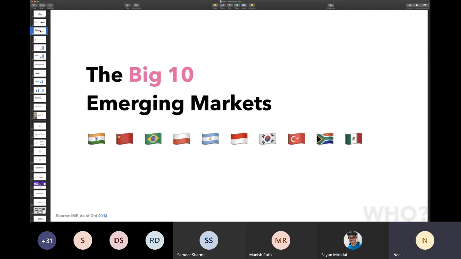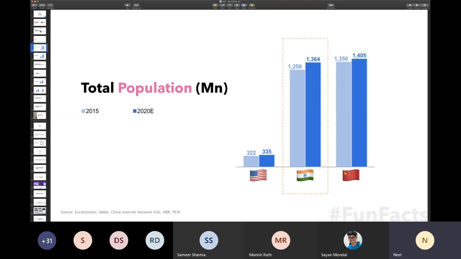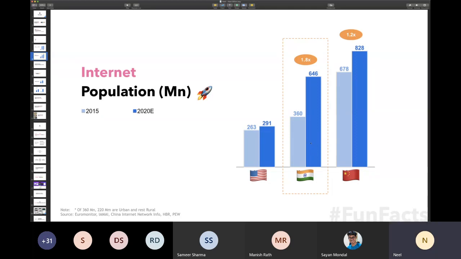Now, today we'll just be discussing India specifically because a lot of the jobs that are offered here are building products which are specifically targeted towards India. So if you look at this graph, it's a comparison between the population from 2015 and expected population by the end of 2020 between US, India, and China. What you see is the population difference between what the US has today versus what India and China have is huge. But at the same time, if you compare the current internet population that's there.